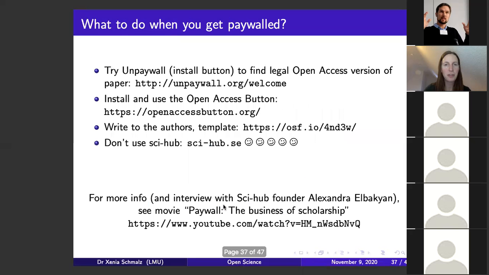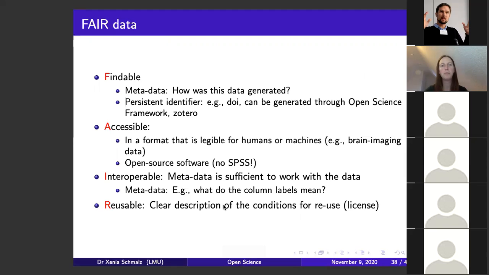The open access. Yeah, there we go, FAIR data. So FAIR stands for findable, accessible, interoperable, and reusable. The reason why it's called FAIR data and not open data is that open data sounds very scary.